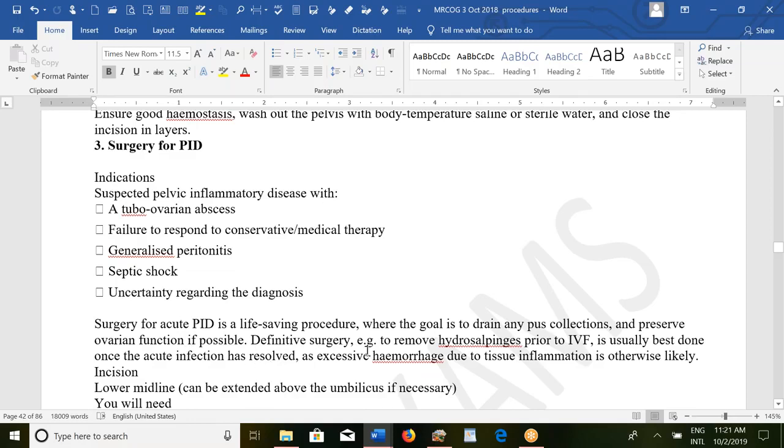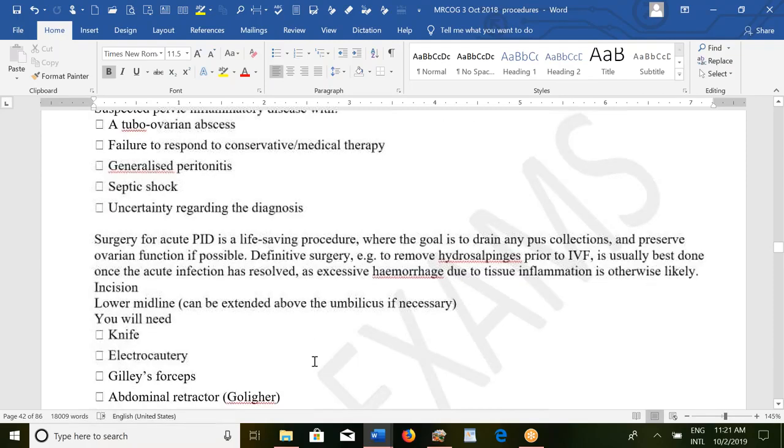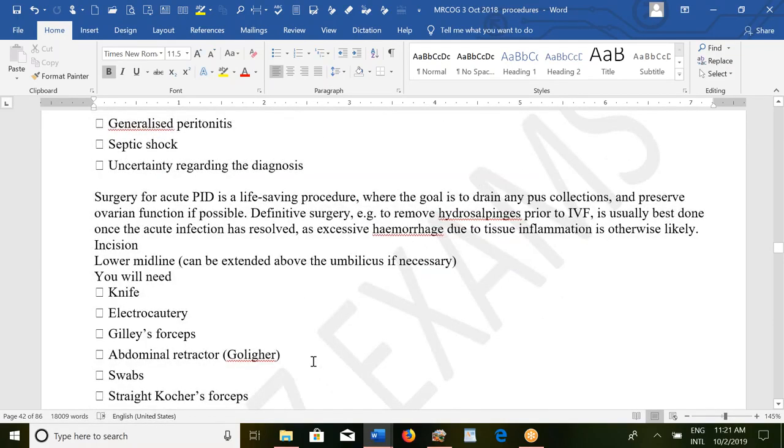Definitive surgery, for example, to remove hydrosalpinges prior to IVF, is usually best done once the acute infection has resolved, as during acute infection your patient can have excessive hemorrhage because there will be inflammation of the tissue. So what type of incision will we give? Lower midline incision, because it can be extended if necessary.